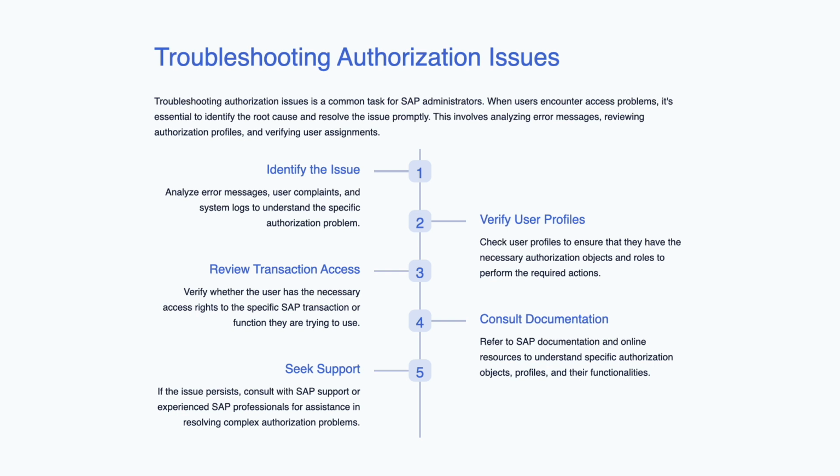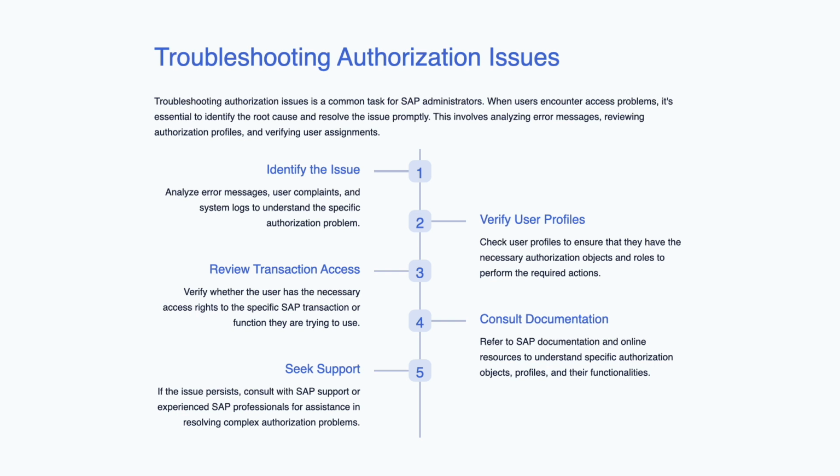Next, verify user profiles to ensure they contain the necessary authorization objects and roles for the actions the user is attempting to perform. Next one is review transaction access. Check whether the user has the required access rights for the specific SAP transaction or function they are trying to use. This helps identify any gaps in authorization.